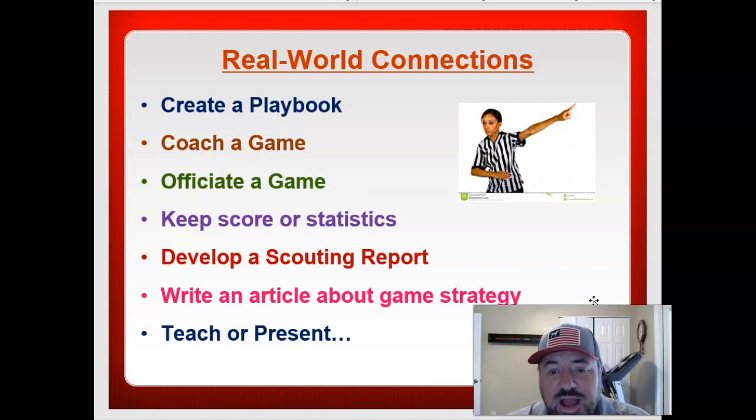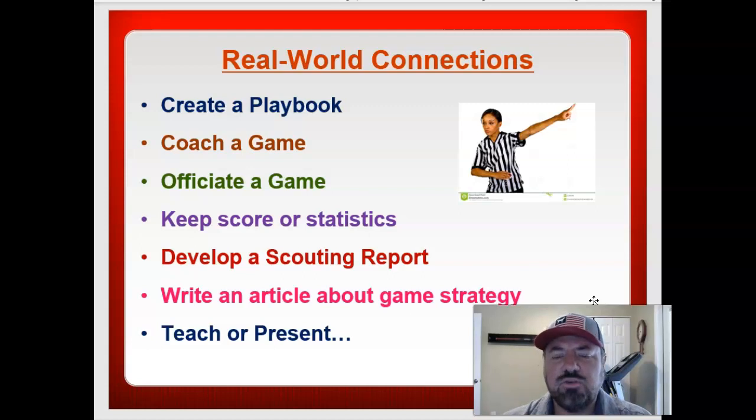Another thing, how do you know if somebody knows the rules? A basic way is taking a rules test. Another way is showing them a video and having them write down some rules that were broken that the official missed, or showing them a play and having them come up with what the correct call would be. After you do that, officiating a game is a great real-world experience that is culminating.